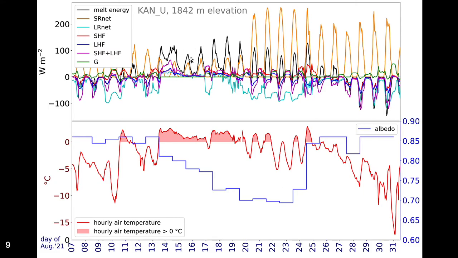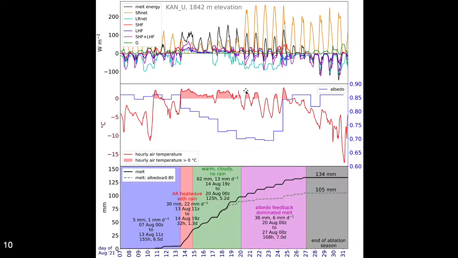So the initial perturbation darkens the surface. And even though at nighttime there were sub-freezing conditions, there was daytime melting that was sustained. That's illustrated here by the cumulative melt, which was strong during the short-lived atmospheric river impact. And then here's this later clear sky albedo feedback phase. And had the albedo stayed at snow values, the melt would have been lower.